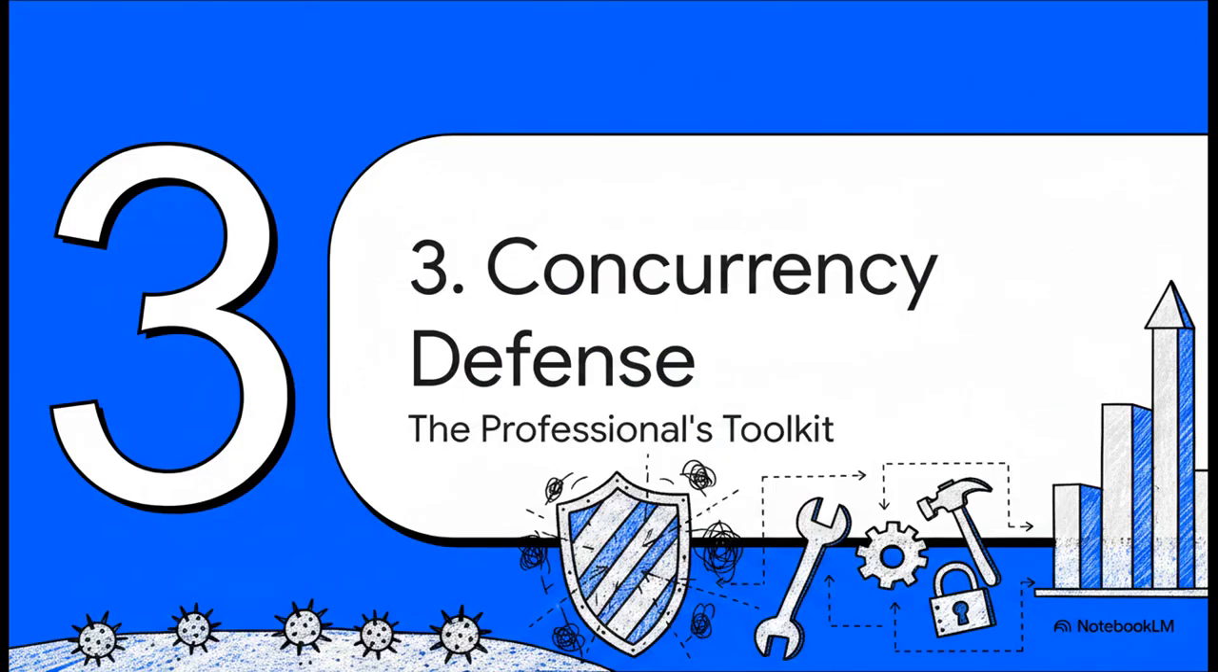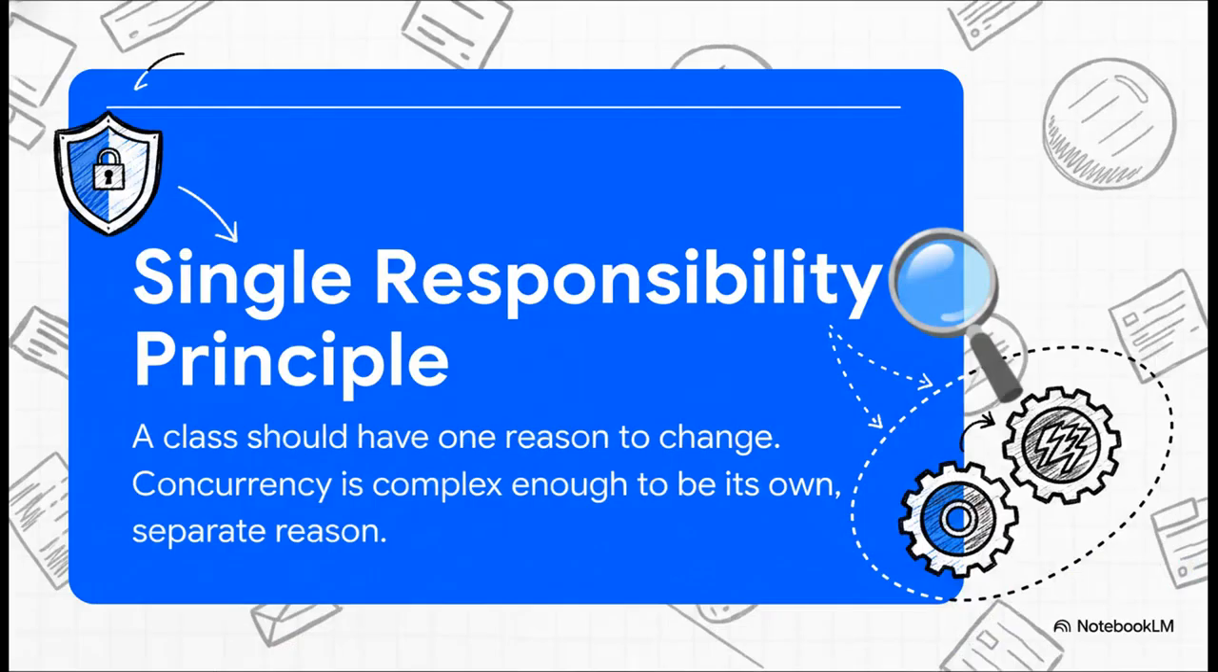So, how do we even begin to navigate this minefield? We need a professional's toolkit. We need a set of defense principles that help us write concurrent code that is correct by design, not by accident. Your first and most important line of defense is a principle you already know and love, the single responsibility principle. The logic here is just crystal clear. Concurrency is so hard, it deserves to be a responsibility all by itself.